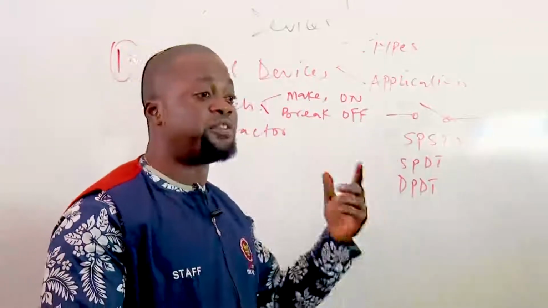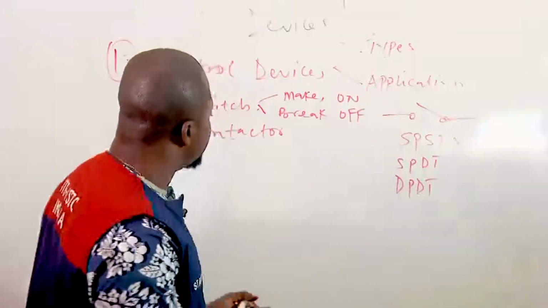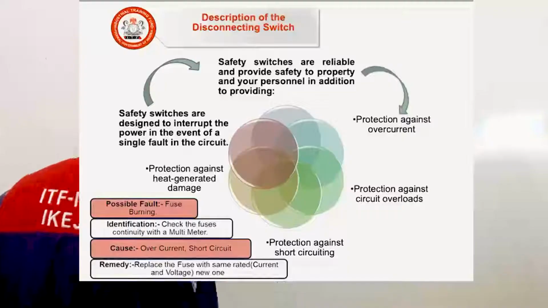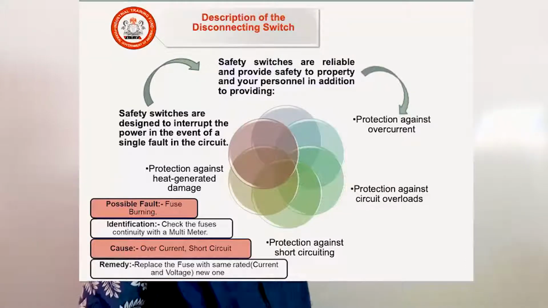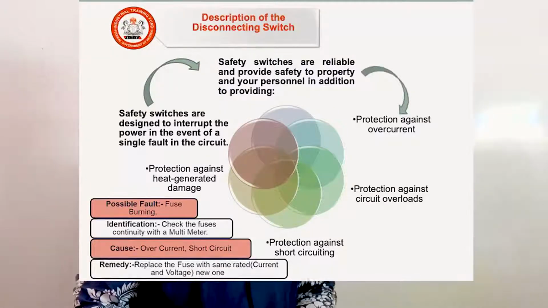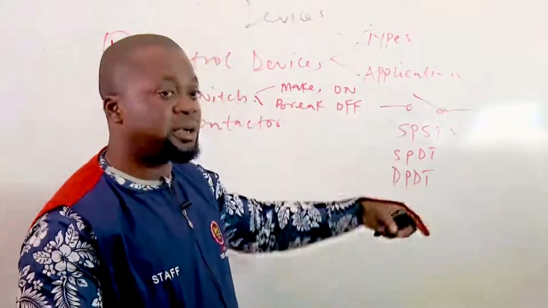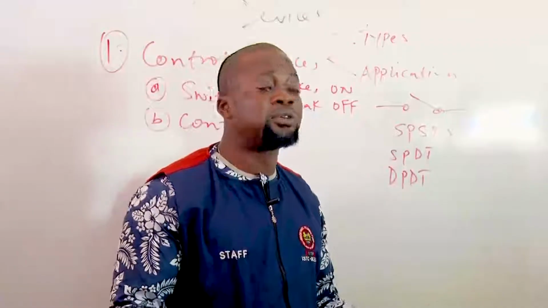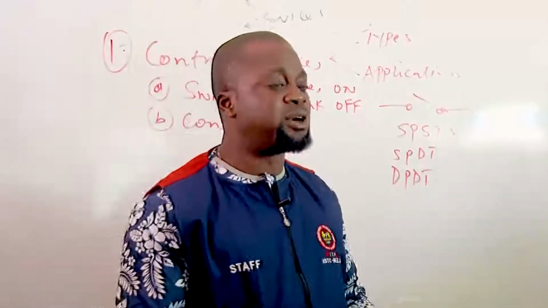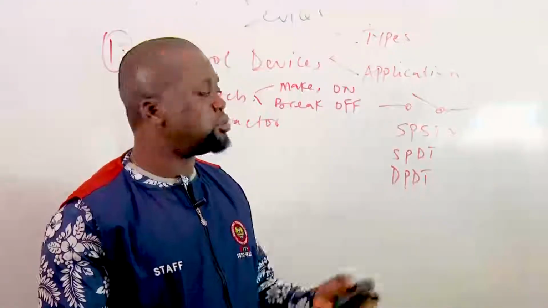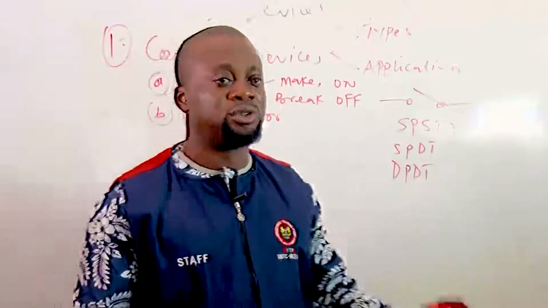Basically, the fuse is a protective device, though in an oscillator you still have a fuse in the switch. So that is why the common fault can be what? The fuse. The fuse can burn or blow, depending on what you observe. So definitely you have to troubleshoot and check for continuity using a multimeter.